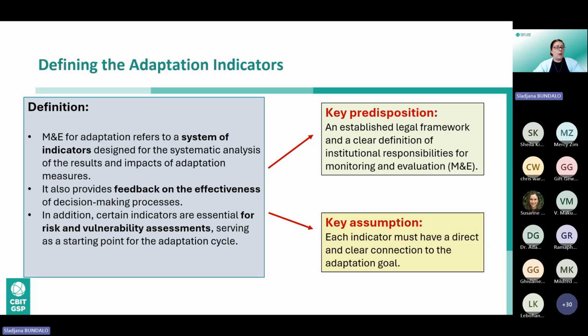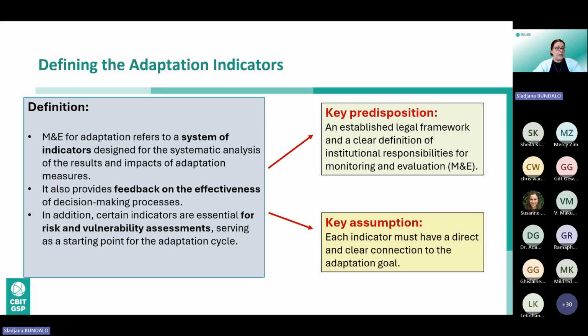So just a bit about adaptation indicators. What we mean by adaptation indicators in the context of monitoring and evaluation. So monitoring and evaluation refers to a structured system of indicators. So the M&E system is the structure of the indicators. These indicators help countries to systematically analyze the results and impacts of adaptation measures, actions, and your adaptation process overall. They also provide feedback on how effective our decision-making processes are, whether our strategies are working, and where adjustments in that process may be needed.